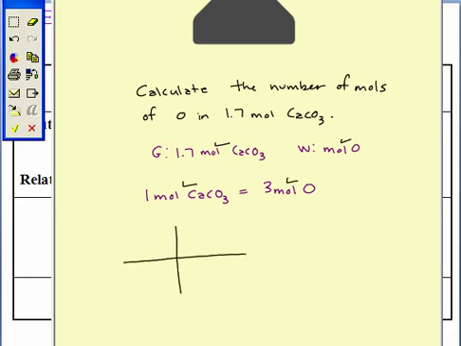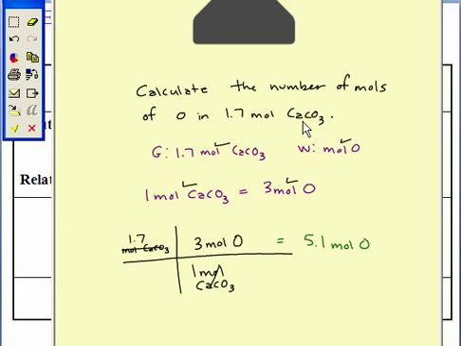And we can go ahead and do our railroad math. I'm given 1.7 moles of calcium carbonate, so I have to have moles of calcium carbonate down here. So here's my conversion factor right there: 1 mole of calcium carbonate always has 3 moles of oxygen. My units of moles of calcium carbonate cancel out, and I'm left with moles of oxygen, which is what I want. And then my final answer is 5.1 moles of oxygen. Does this make sense? For every mole of calcium carbonate, I have 3 times the amount of moles of oxygen. So yes, this makes sense.